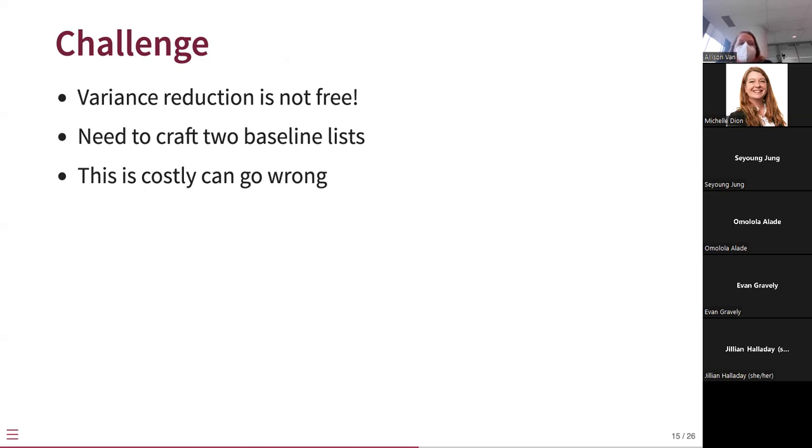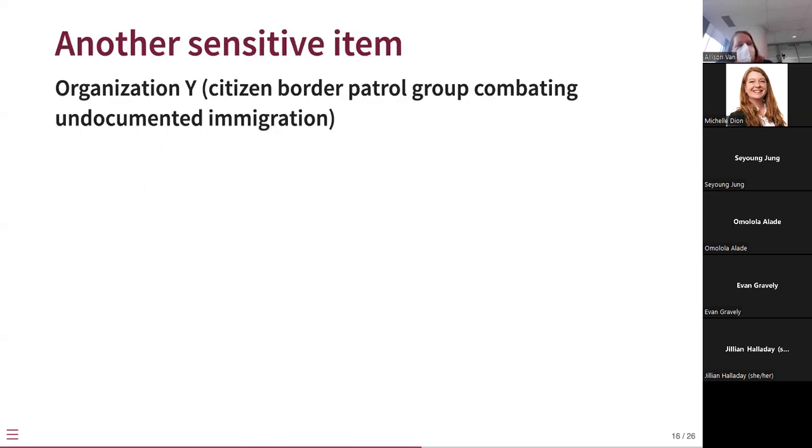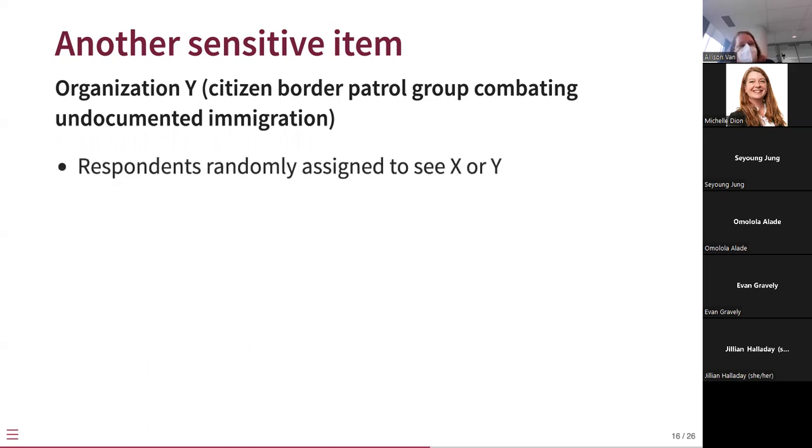And the reason why I like to talk about this California study is because they had another sensitive item, which is called organization Y. This is a citizen border patrol group combating undocumented immigration. So they are similar to the previous group, but the previous group were just trying to lobby against immigration. These are people who are fighting immigration, taking matters into their own hands. So it's a little bit stronger of a treatment. Respondents in this survey were randomly assigned to see either X or Y. If they saw X, they never read or heard about Y, and the other way around. So these are mutually exclusive.